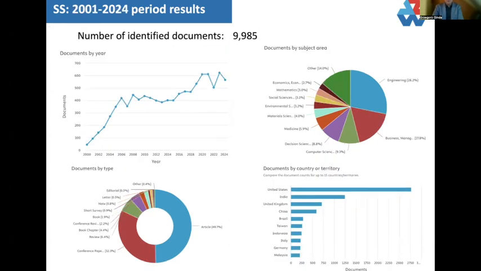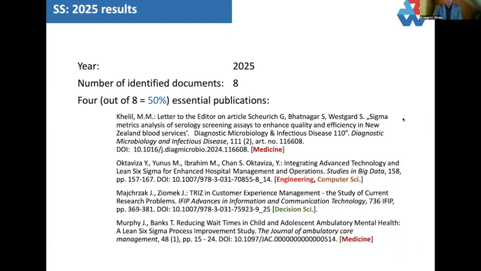Okay, so these are the results for the period up to 2024. As you can see, at first there is a much larger number of yearly publications, and also there is a change in the share of different application areas of Six Sigma. Can I have the next slide, please?